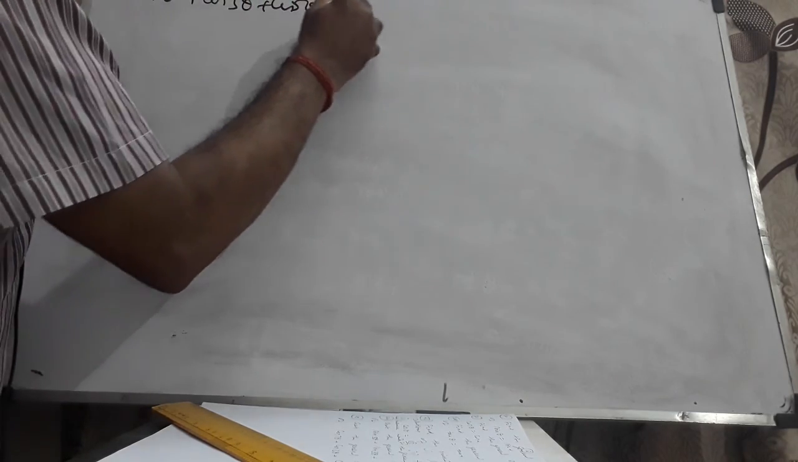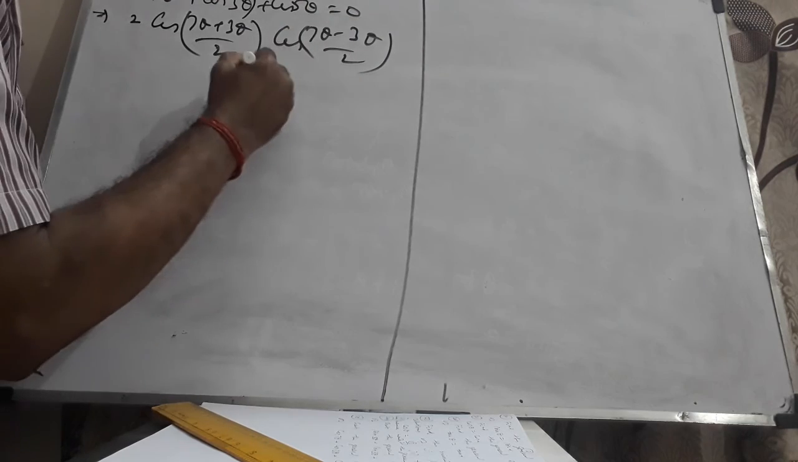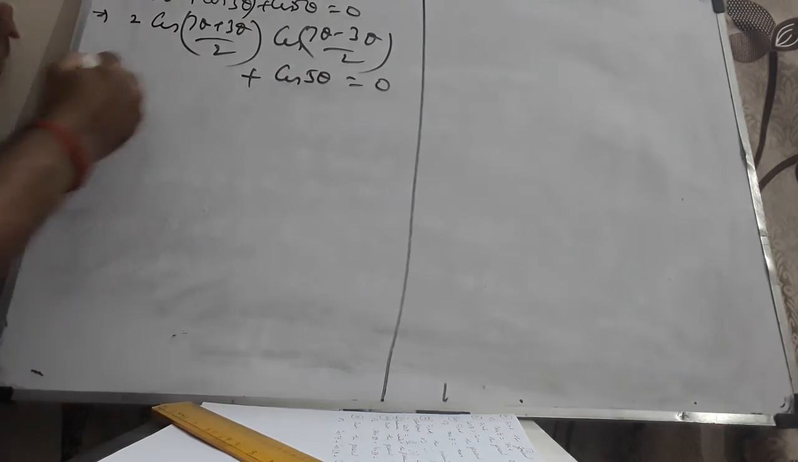Next sum, solve cos 7 theta plus cos 3 theta plus cos 5 theta is equal to 0. Let me group as it is. If I have to group first and third or second and third, accordingly we should do. Just think over. This will be 2 cos, it is not minus 2, sorry, 2 cos (7 theta plus 3 theta)/2, cos (7 theta minus 3 theta)/2, plus cos 5 theta is equal to 0.